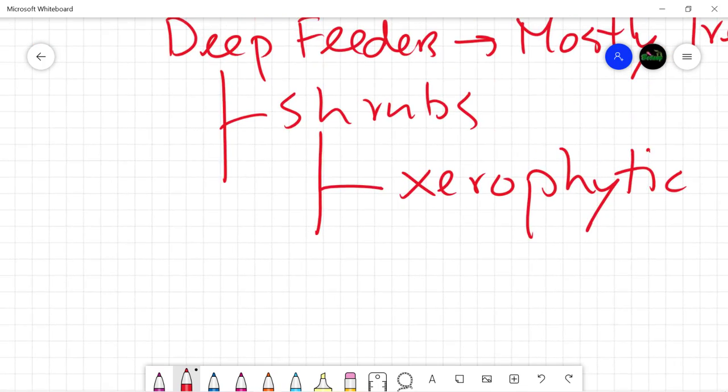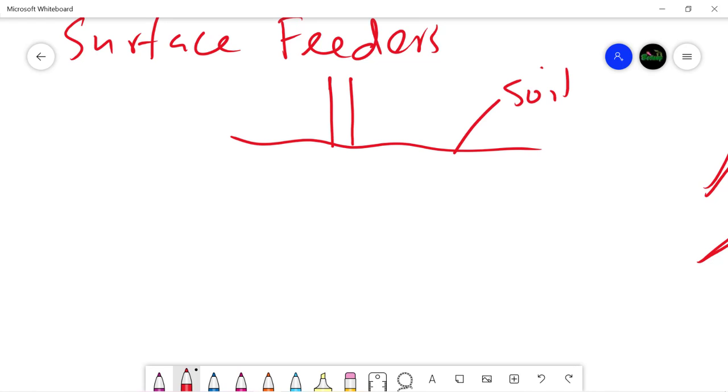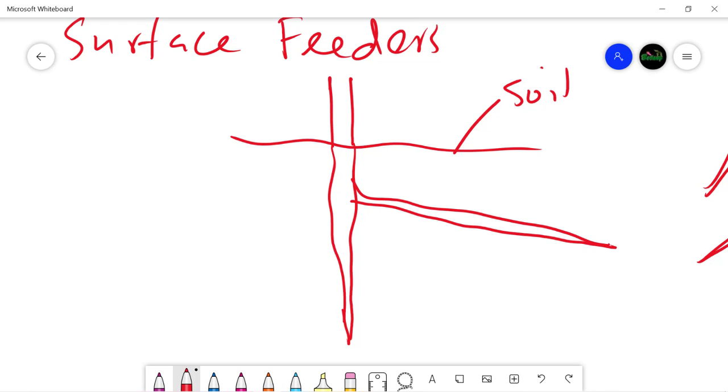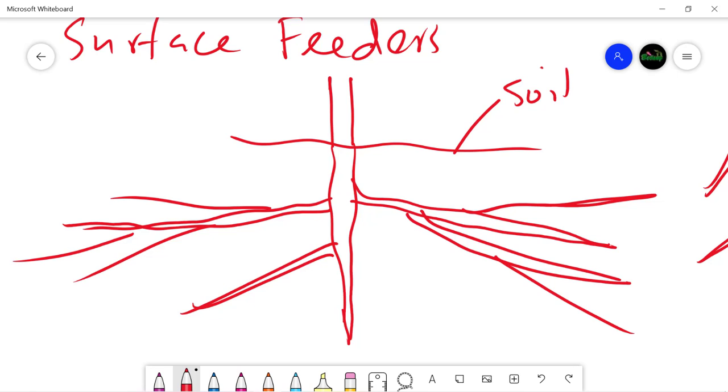As far as the second kind is concerned, the surface feeders. In case of surface feeders, the root does not penetrate to a greater distance into the soil. Instead, it gives off lateral branches that run more or less parallel to the surface of the soil, and usually it produces an extensive root system that remains parallel to the surface of the soil. The secondary roots, the tertiary roots, and so forth. So it's an extensive system that remains shallow, doesn't grow to a greater distance beneath the surface of the soil. Such a root system is known as surface feeders.